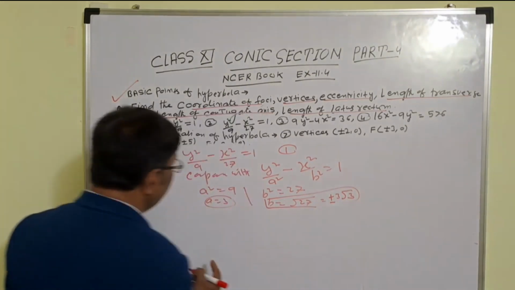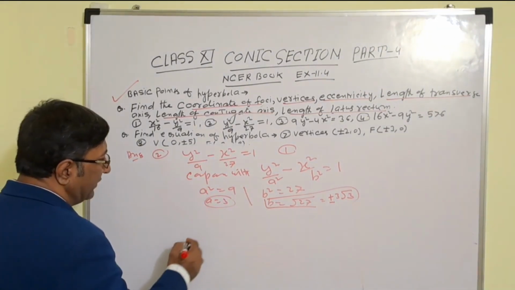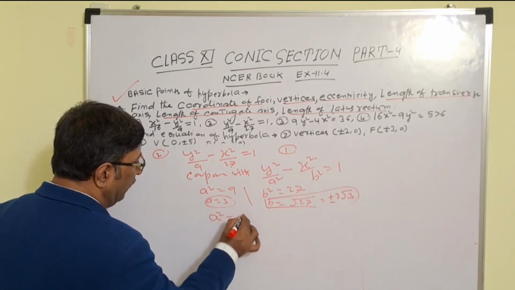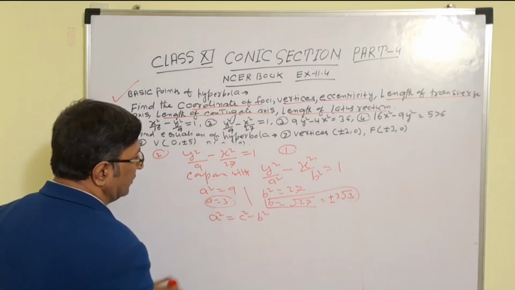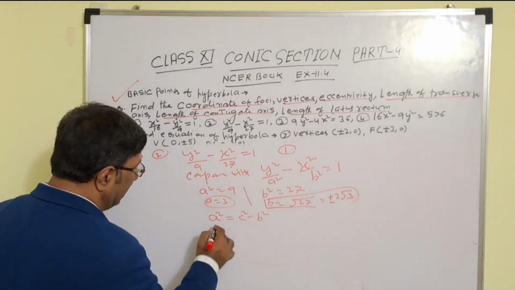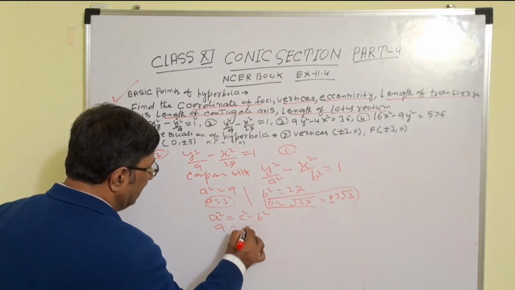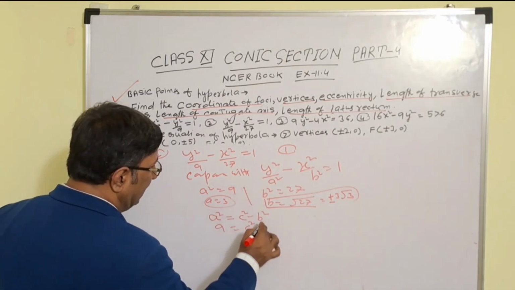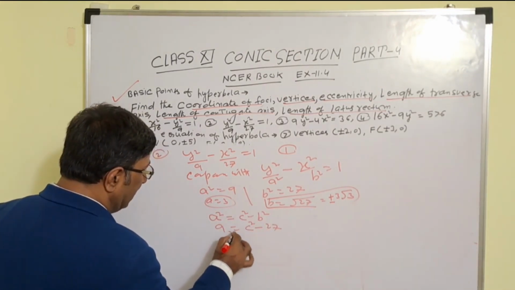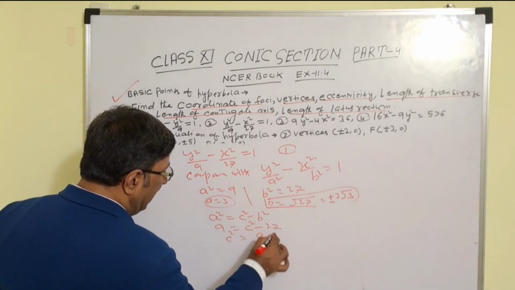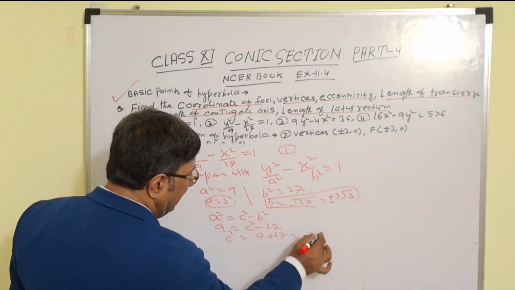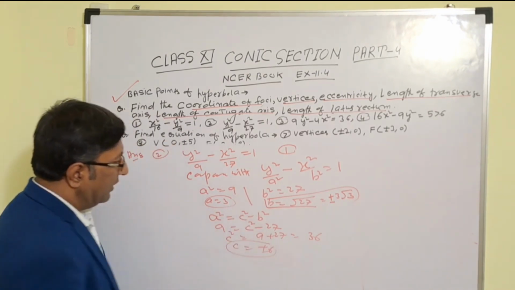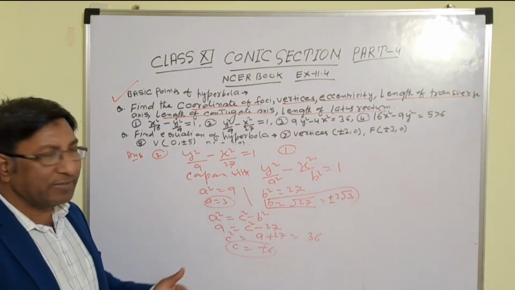Now we have to find c. So it is along the y-axis. Again our formula is same, that is a square equal to what? c square minus b square. So here a square is given 9 and c square we have to find. b square is what? It is 27. So c square equal to 9 plus 27, that is 36. So c equal to what? Plus minus 6. Now we have value of a, b and c all.